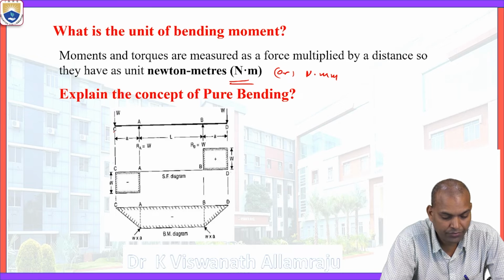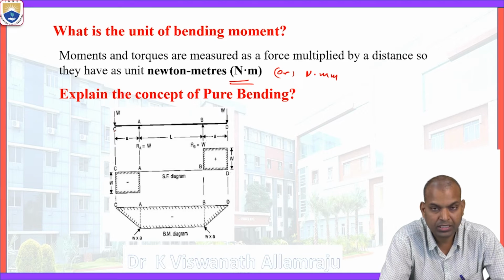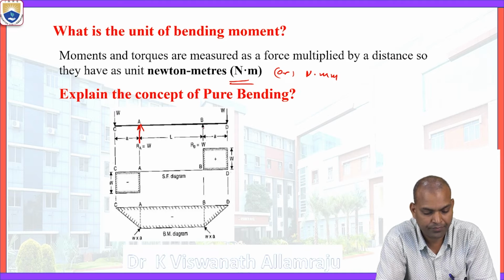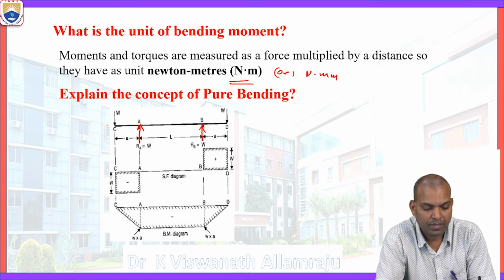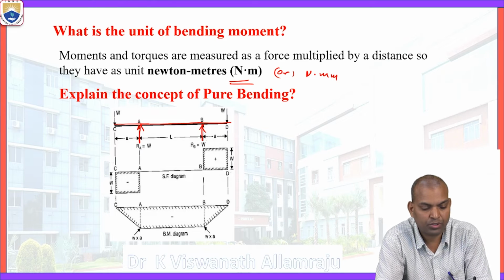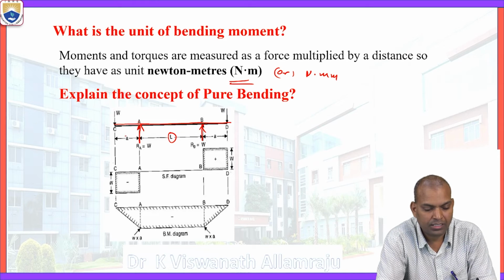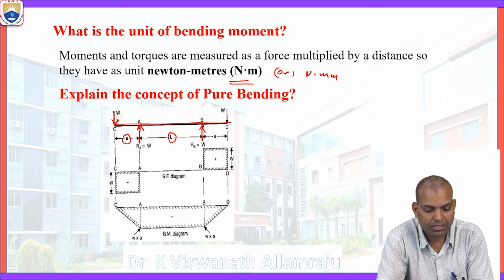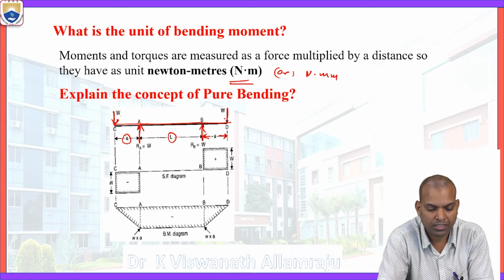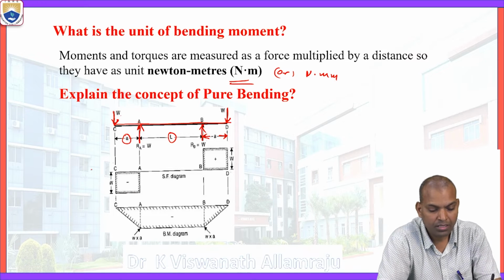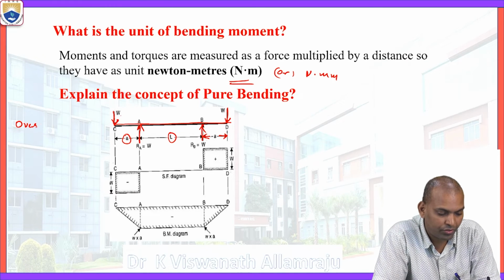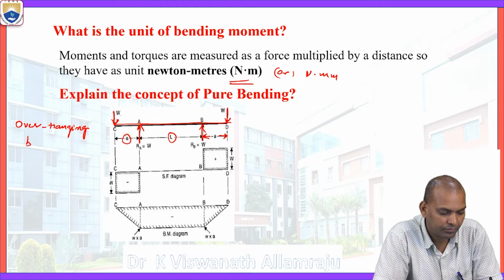The concept of pure bending, here it is, if we consider the overhanging beam, the supports are separated by the length L, the distance between support A and support B is L. At the free end, at a distance from left support A, a weight W is acting. At a distance from right support B, another load W is acting. The type of beam here is an overhanging beam.